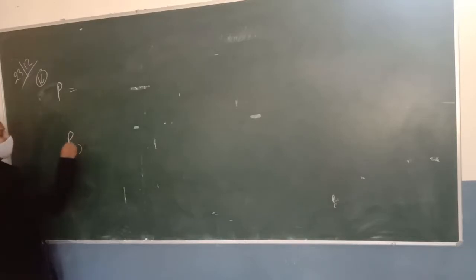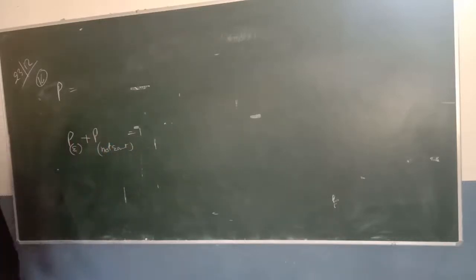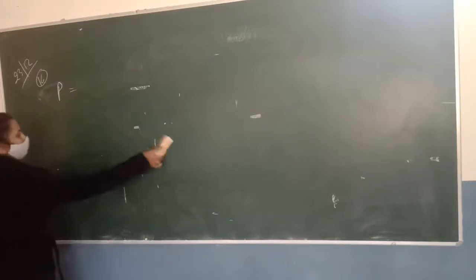Now, do you know what is the sum of the probability of an event to happen and not happen? Probability kisi event ke hone ki aur na hone ki ka sum kitna hota hai? 1. The sum is always 1. Kisi bhi event ke hone ka aur na hone ki jo probabilities ka sum hota hai, always 1. Okay. So these are the simple formulas for finding the probability.